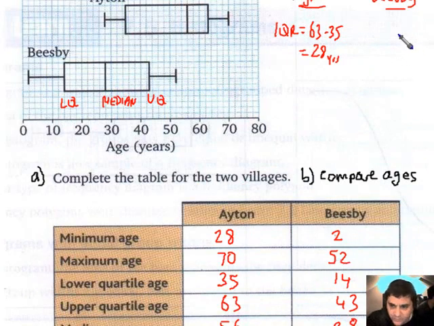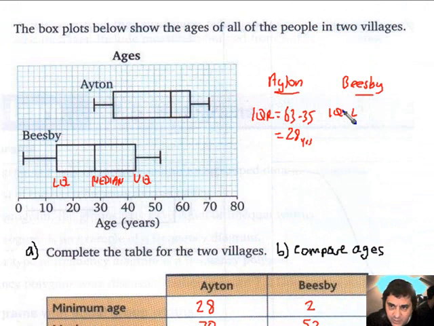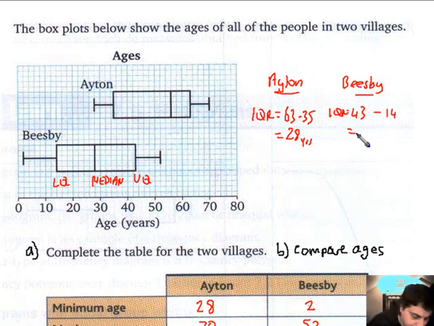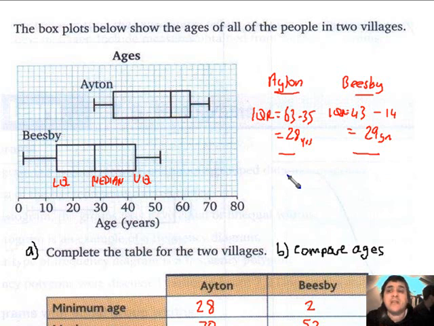And Beesby, we've got 43, it's the IQR again, 43 take away 14, that's going to give us 29. Okay, very little difference there in the spread. What else? Right, let's compare the ages. Straight away I can tell by the interquartile range there's very little difference in the spread of ages between the two villages for the middle half of each of the samples taken.